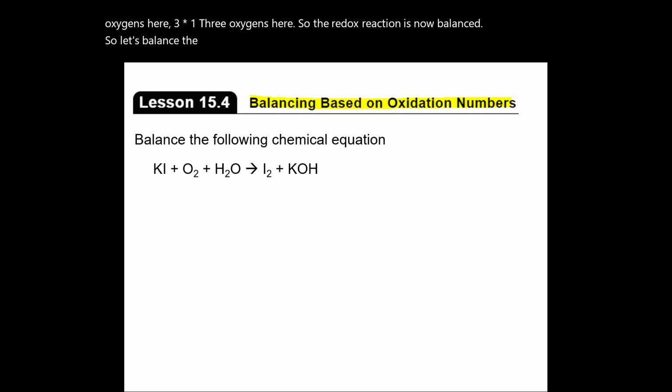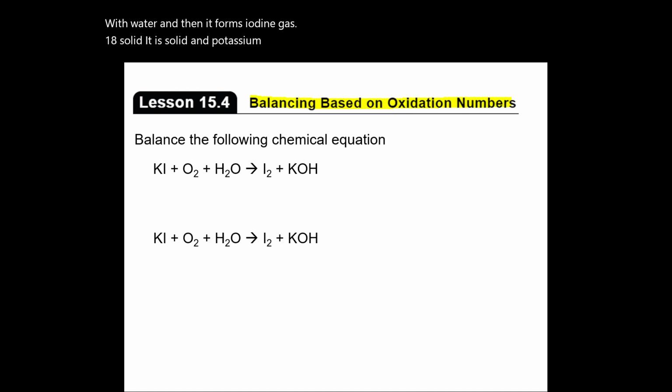So let's balance another example. Potassium iodide reacts with oxygen, with water, and then it forms iodine gas. Iodine solid, it is solid, and potassium hydroxide.